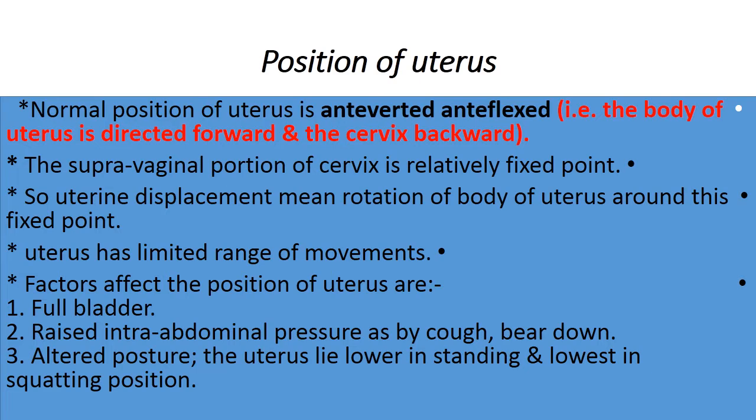Normally, the uterus has a limited range of movement, and the factors that affect the position of the uterus are: a full bladder, which pushes the uterus backward; raised intra-abdominal pressure by coughing or bearing down, which pushes the uterus downward; and altered posture. The uterus lies lower in standing and lowest in the squatting position.